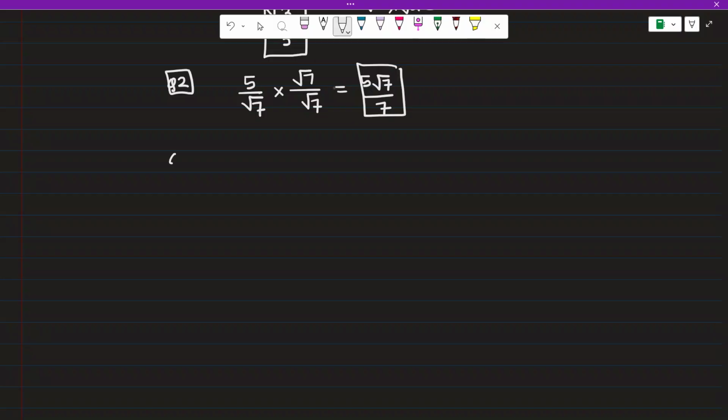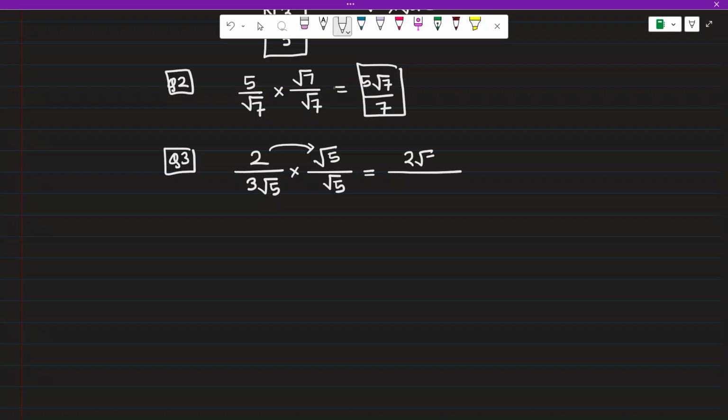Let us take our third question. Rationalize 2 over 3 root 5. Now the denominator is 3 root 5, so we multiply up and down by root 5. If we simplify that, 2 times root 5 equals 2 root 5.